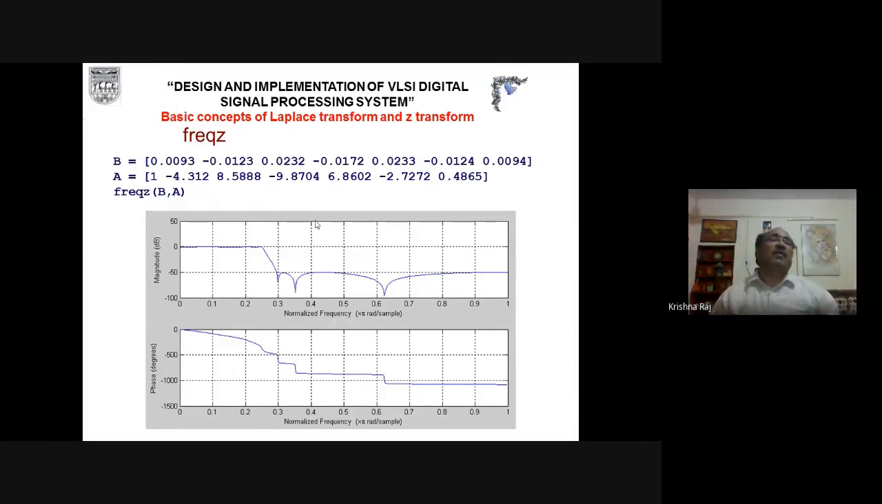freqz. Before that, we have to describe the numerator and denominator polynomials. As we know, these polynomials are described with the help of the coefficients of the matrix. So freqz of B(z) upon A(z). There will be two portions: one is the magnitude response, and the second one is the phase response.